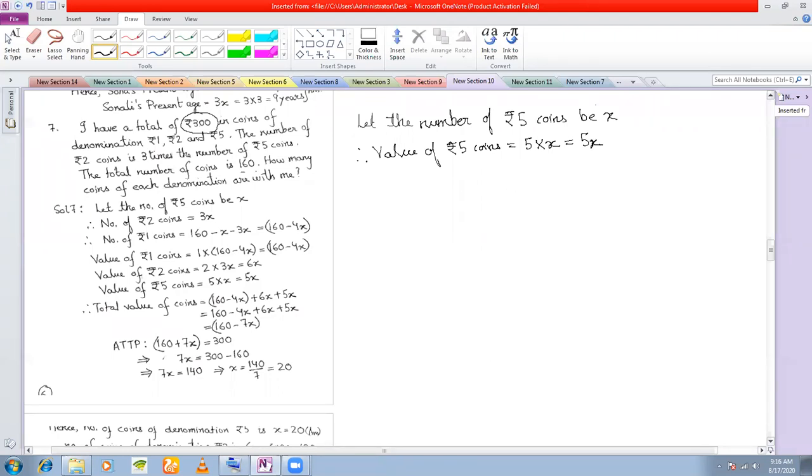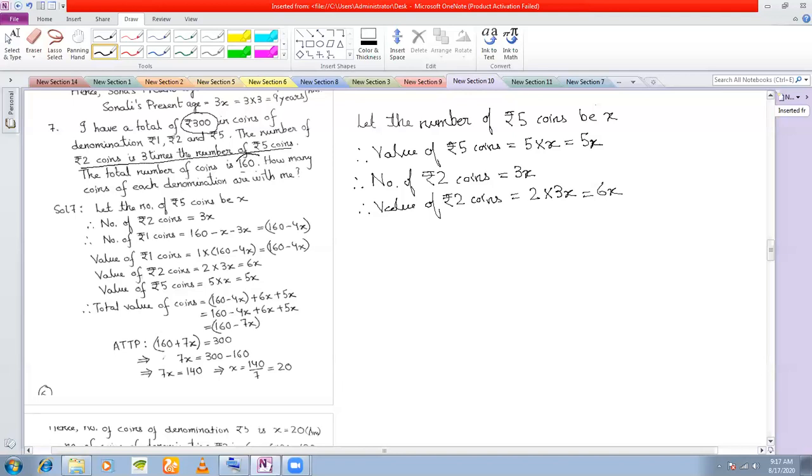Next, it is said here that the number of rupees 2 coins is 3 times the number of rupees 5 coins. Therefore, the number of 2 rupee coins is 3x. The value of these rupees 2 coins is rupees 2 into the number of coins, 3x, which is 6x.